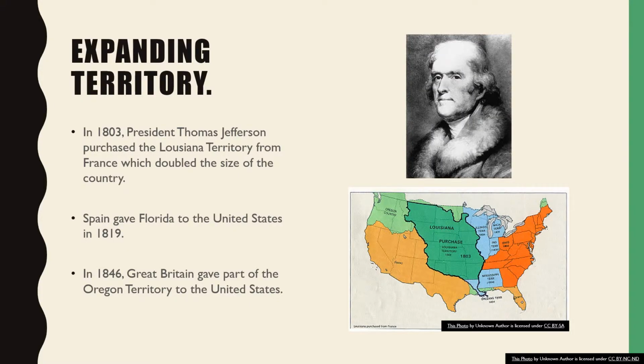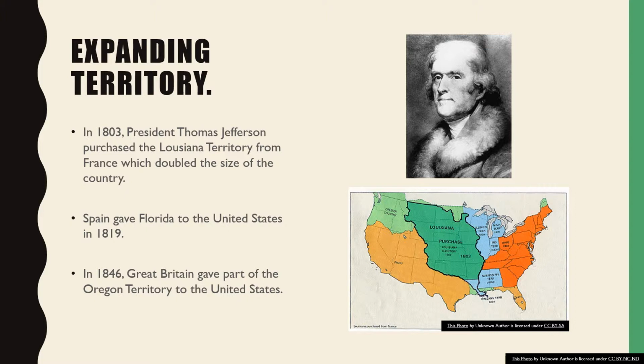Expanding territory. In 1803, President Thomas Jefferson, you can see his picture at the top there, purchased the Louisiana Territory from France, which doubled the size of the country. If you look at the bottom picture there, you'll see in the dark green color the Louisiana Purchase and how it expanded the country.